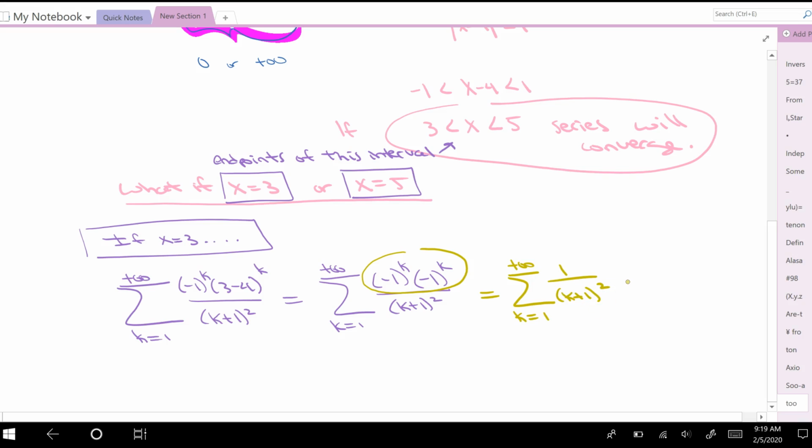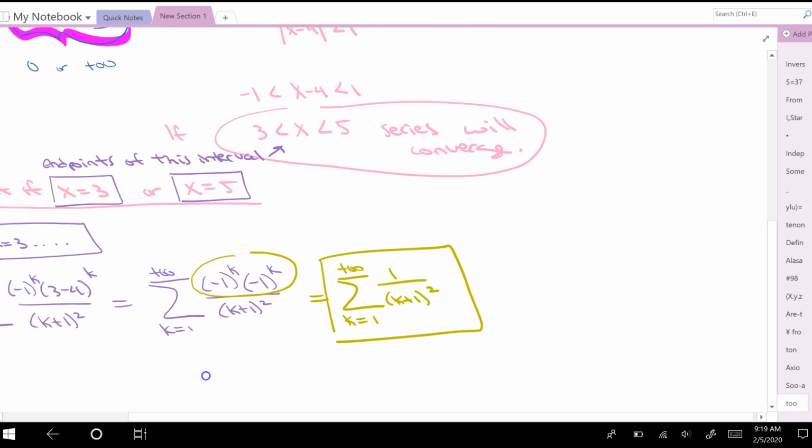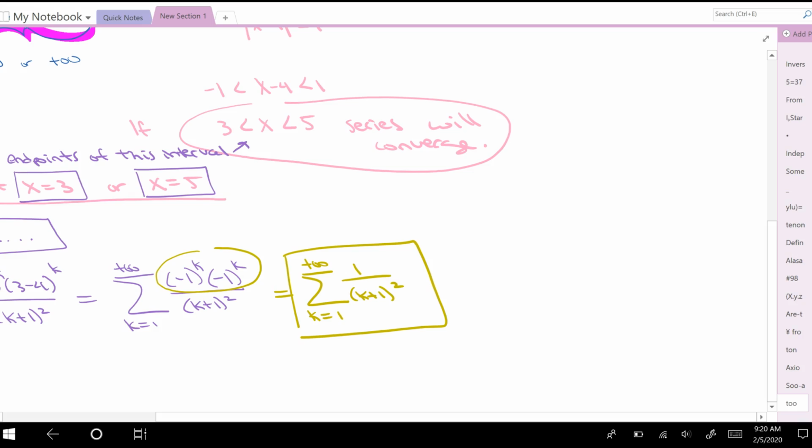All right, so the question is, if x equals 3, what happens? Well, let's see. If x equals 3, we get this series. And now we're in the world that existed before x made its debut. This is an old school question, right? We know what this will do. We know this will behave like who?